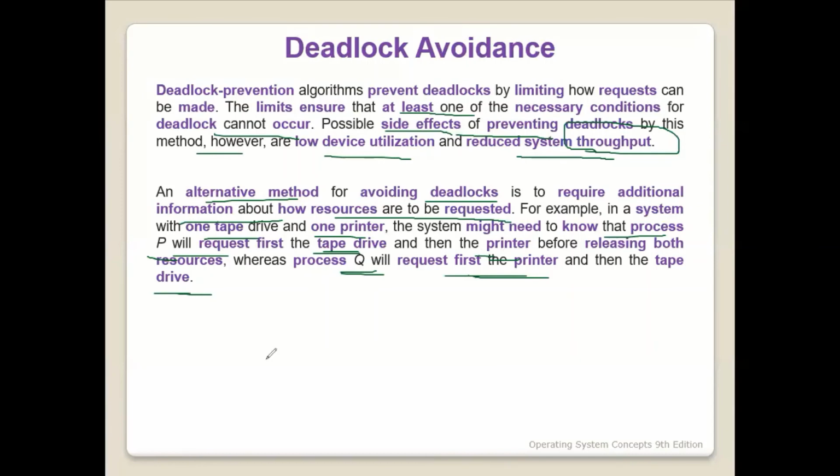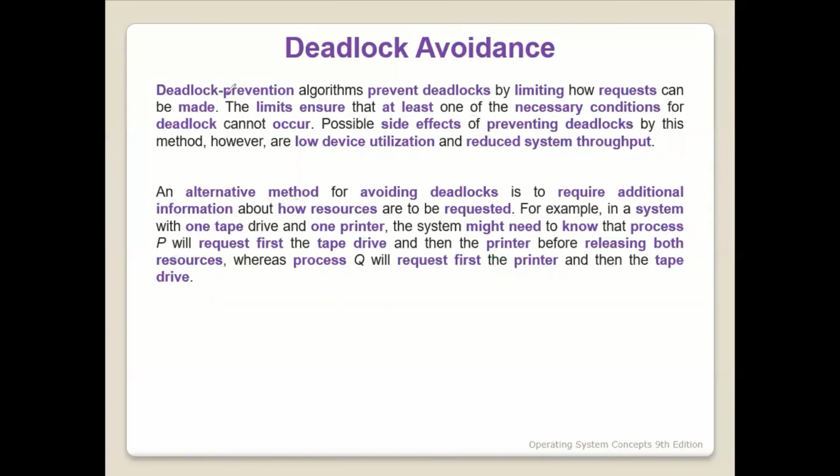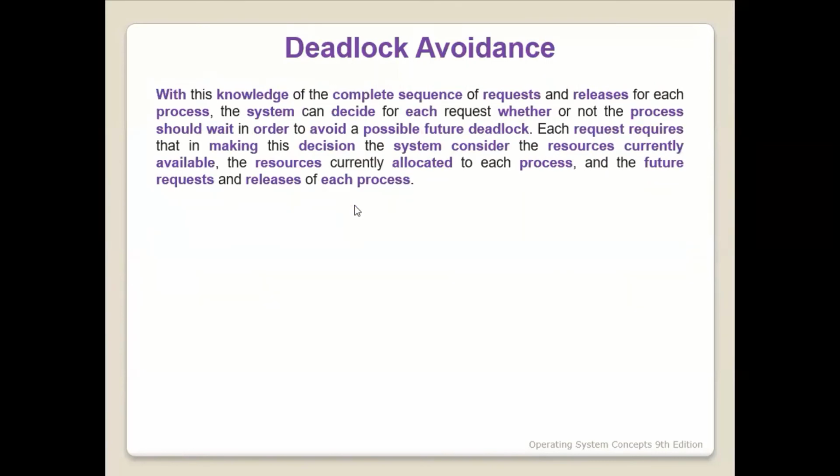How can we have this procedure? We need to know in advance what resources the processes will request. Do you get the idea? If you know some details in advance, we can try to avoid the deadlocks. So with this knowledge of the sequence of requests and releases for each process, the system can decide for each request whether or not the process should wait, in order to avoid future deadlock.